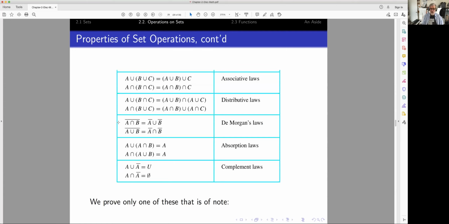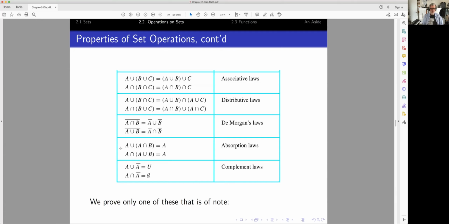De Morgan's law is just as not obvious to me as the distributive law. These things are still, to me, not obvious in the sense that I know they're true. That's different, right? To know something is true and to find it obvious, these are two different things. But I know I can work them out, okay? So I'm going to work out one of these two De Morgan's laws in just a sec.